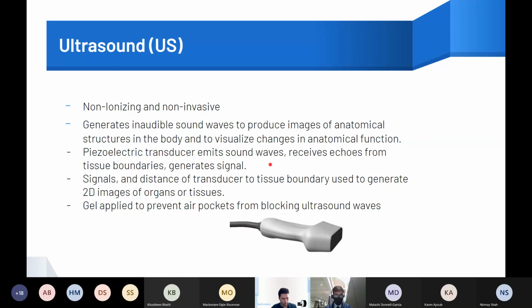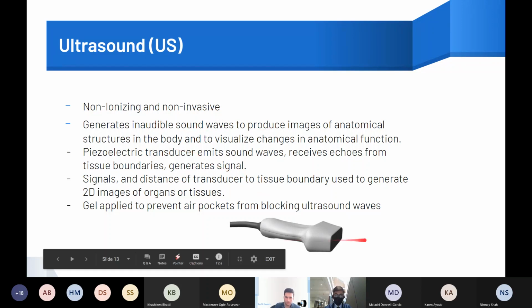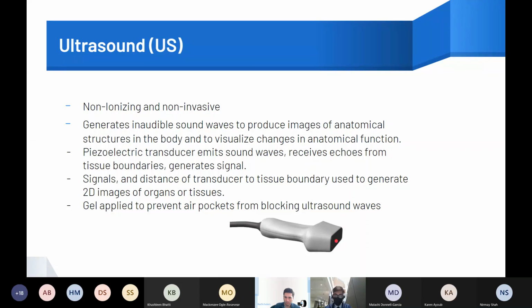So let's talk about ultrasound next. Ultrasound is a non-ionizing, non-invasive technique. It generates inaudible sound waves to produce images of anatomical structures in the body. So this here is what's called a transducer. And this transducer emits inaudible sound waves that go into the body and echo back. This transducer also records that echo and creates an image based on the echo and the time between when the sound was sent and when it came back.